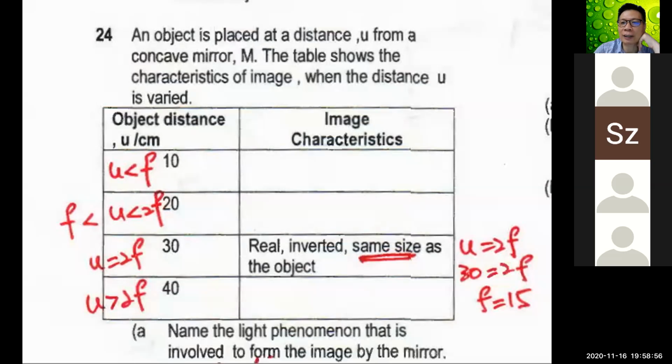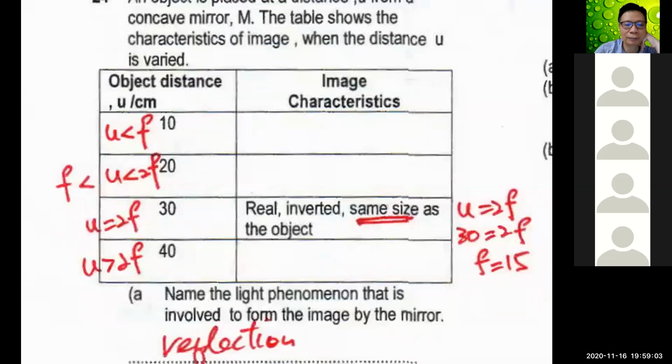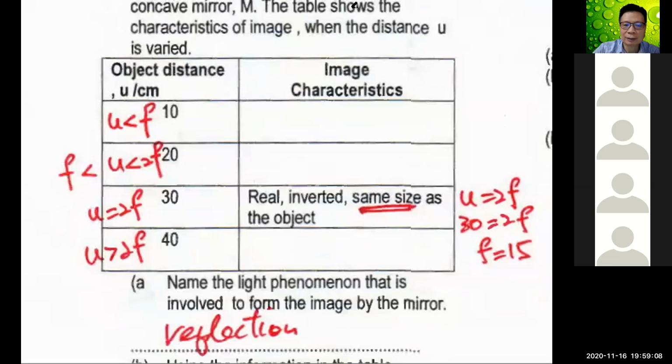Tian Liang, can you answer? Reflection. Yes, very good. Mirror reflects the light. Through reflecting the light, you can form the image, right? Mirror is reflection, but lens is refraction. So remember that. Mirror reflects, but lens, prism like that, refract the light.